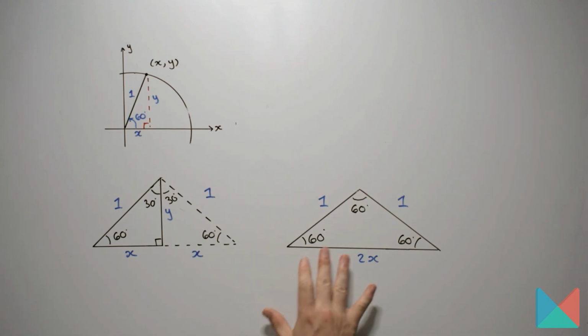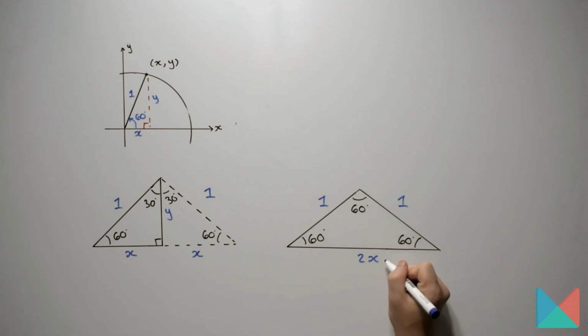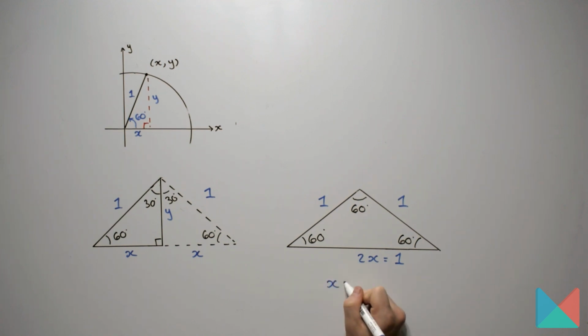Now notice here that all our angles in our triangle are equal to 60 degrees. And this means that we have an equilateral triangle. A property of these types of triangles is that all the side lengths must also be equal. And so this side length here, the base of our triangle, must be equal to 1. And so we get an equation where we can solve for x now, and so we get x is equal to a half.